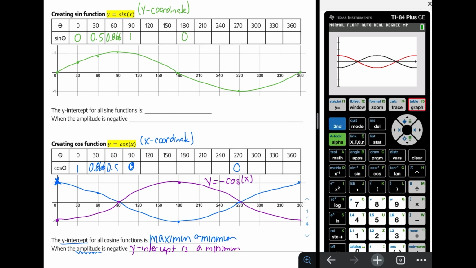So this is the graph of y is equal to negative cosine of x. This is probably the most important thing for us to remember. And again, the term amplitude we'll come back to in a few minutes. Now let's look at the sine instead.